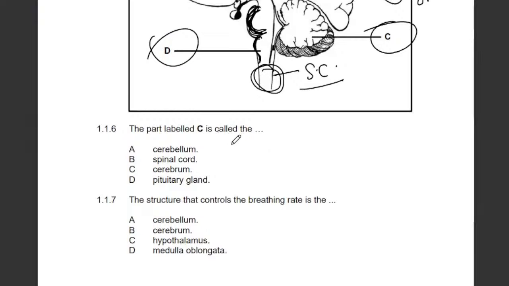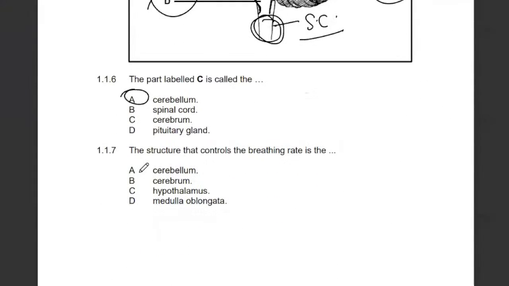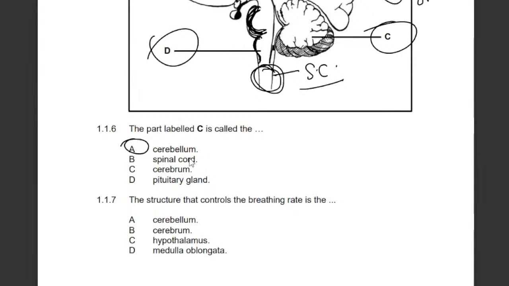The part that is labeled C is called the cerebellum. And then the structure that controls breathing. Breathing is being controlled by the medulla oblongata. Why? Because you don't have control over the initial breathing rate. Someone can say that I can stop breathing and I can continue breathing. But when you are sleeping, you don't have control over your breathing. Therefore, the answer is medulla oblongata. Therefore, you get 2 marks there and also 2 marks there.